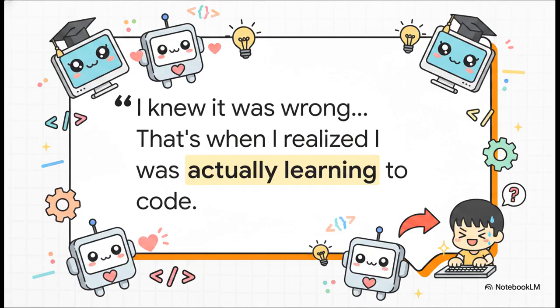But here's the magic part. They didn't just intuitively feel it was wrong. They explicitly knew a better way to do it. And that's exactly when it hit them. They were actually learning to code. It's the ultimate twist in this whole journey. Relying on AI didn't magically do the work for them.